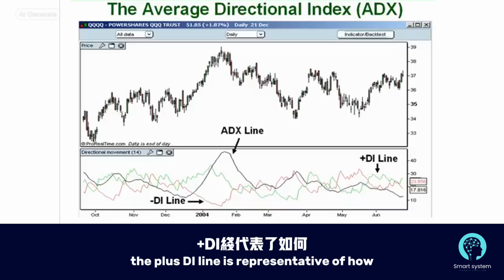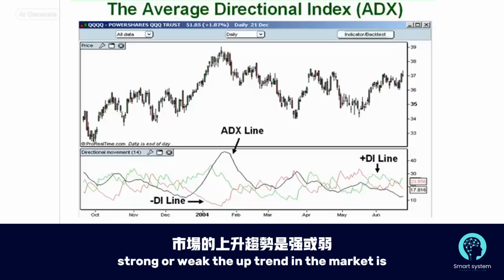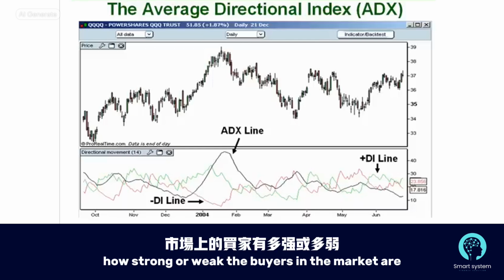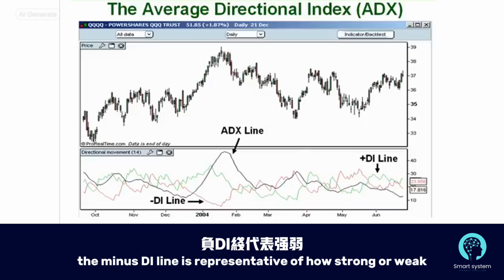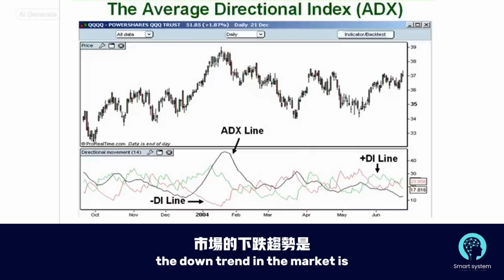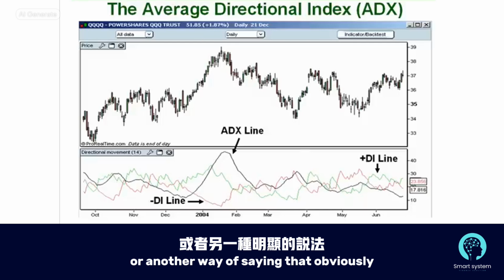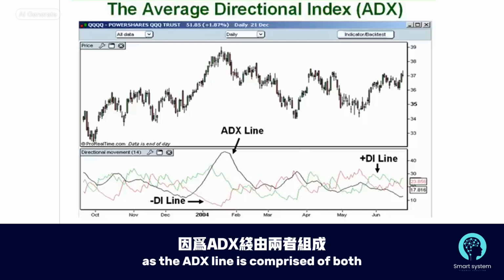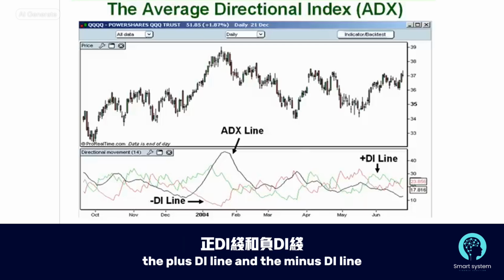The plus DI line is representative of how strong or weak the uptrend in the market is, or another way of saying that would be how strong or weak the buyers in the market are. The minus DI line is representative of how strong or weak the downtrend in the market is, or another way of saying that is how strong or weak the sellers in the market are. The ADX line is comprised of both the plus DI line and the minus DI line.